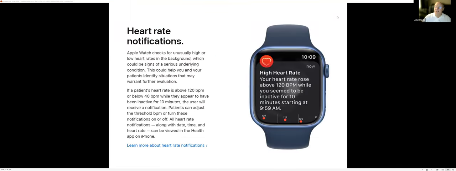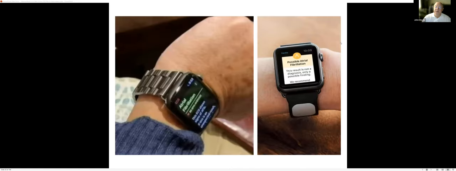So here's a heart rate notification. Your heart rate rose above 120 while you were seemingly inactive for 10 minutes, and it tells you when. What's interesting is that the day after my son got his immunization for COVID, this alarm went off. He had cardiac irritation from the immunization and myocarditis that was mild, didn't require any treatment or anything, and didn't persist. But the watch detected it. Here, the watch can detect possible atrial fibrillation.